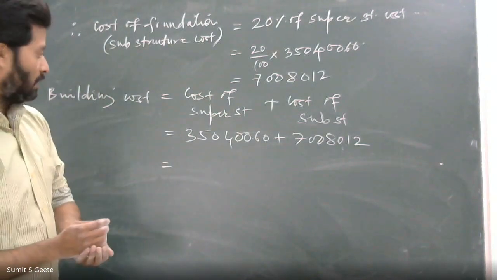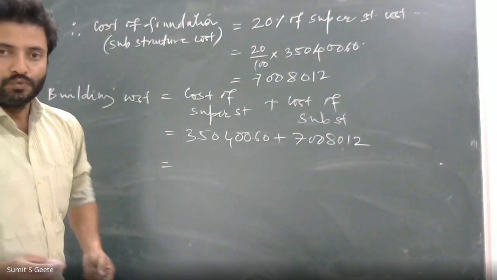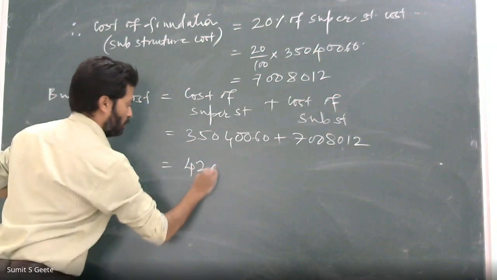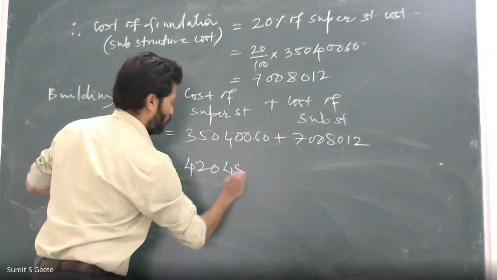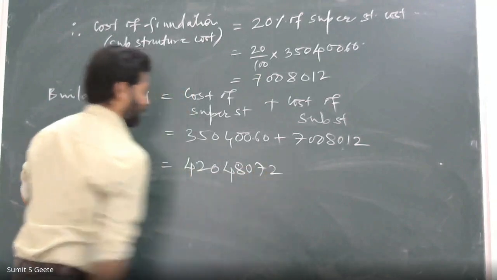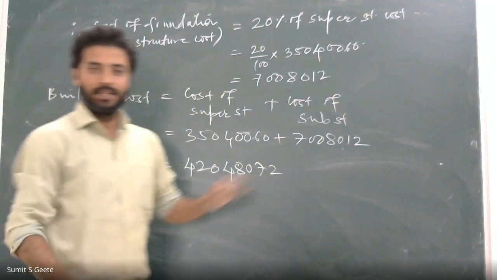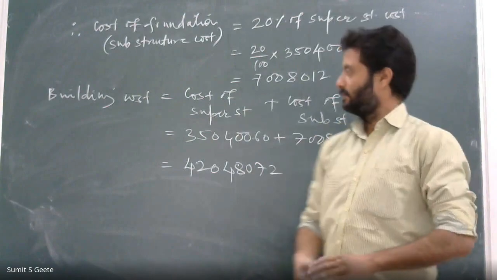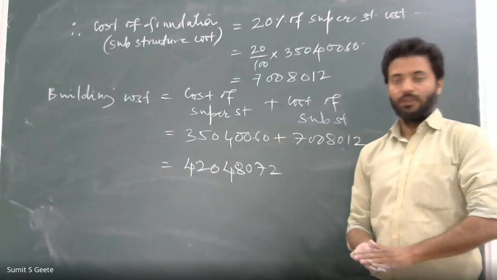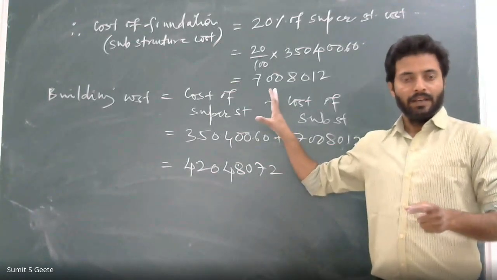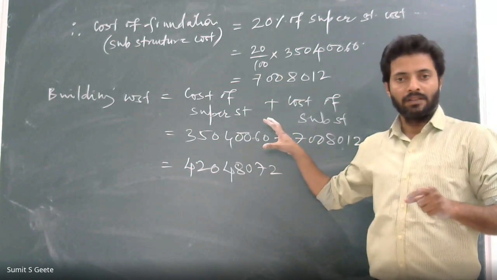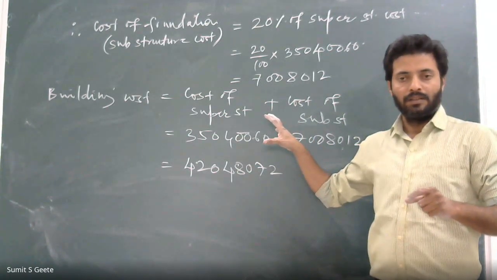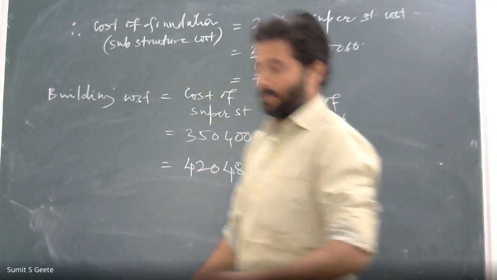How much is it? 420, then 48070. Is it fine? ठीक है ये वैल्यू? Yes, sir. चलो ठीक है यहाँ तक ओके. Do you have any doubt till this calculation? No, sir. चलो ठीक है.